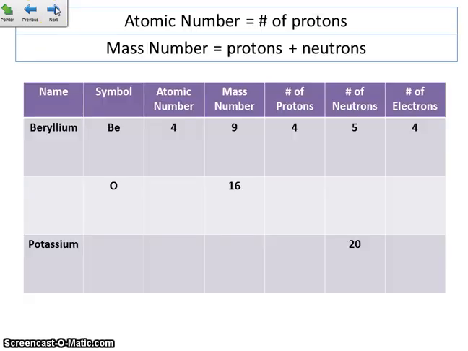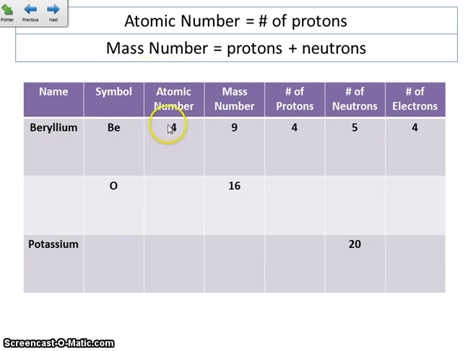So you're going to see a lot of charts like this where you have to be able to figure out what element it is, what the atomic number is, protons, neutrons, electrons, and I'm going to leave some information out. So for instance, you have beryllium. The symbol for beryllium is Be, and if we look at our periodic table, the atomic number for beryllium is 4. The mass number for beryllium is 9. For these we can figure it out based on the atomic number and the mass number.